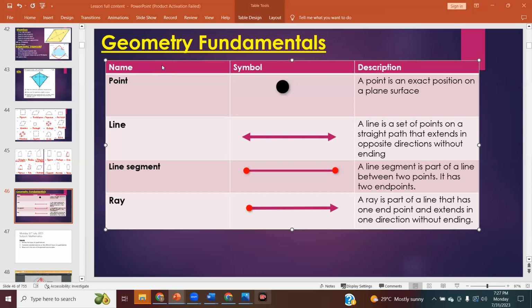Taya. A line segment has two endpoints. Very good. Alicia Brown.